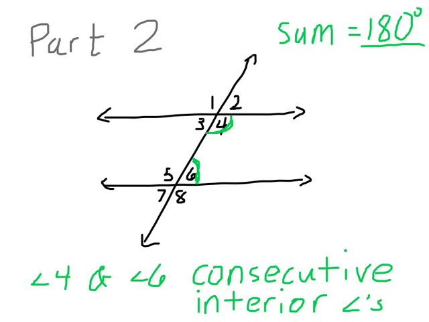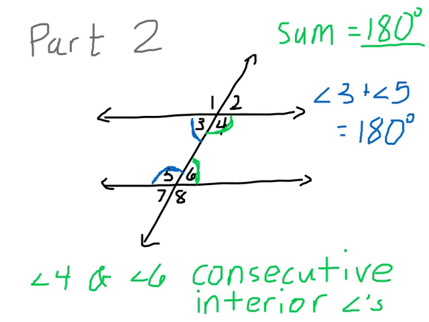Now, there are 2 other consecutive interior angles in this picture. I think you know which ones those are. Here's your interior, so that means 3 and 5 are also consecutive interior angles. That is the sum of angle 3 plus angle 5 will equal 180. Consecutive interior angles sum to equal 180 degrees.